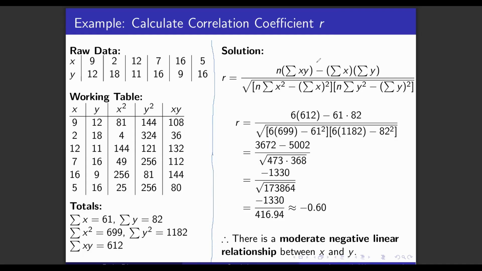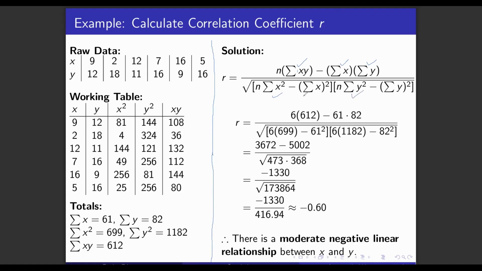According to the formula, we have n times summation of xy minus summation of x times summation of y, all over root of n times summation of x squared minus summation of x all squared, times n summation of y squared minus the summation of y all squared. So from the formula, I know that I need summation of xy, summation of x, summation of y, summation of x squared, summation of y squared.